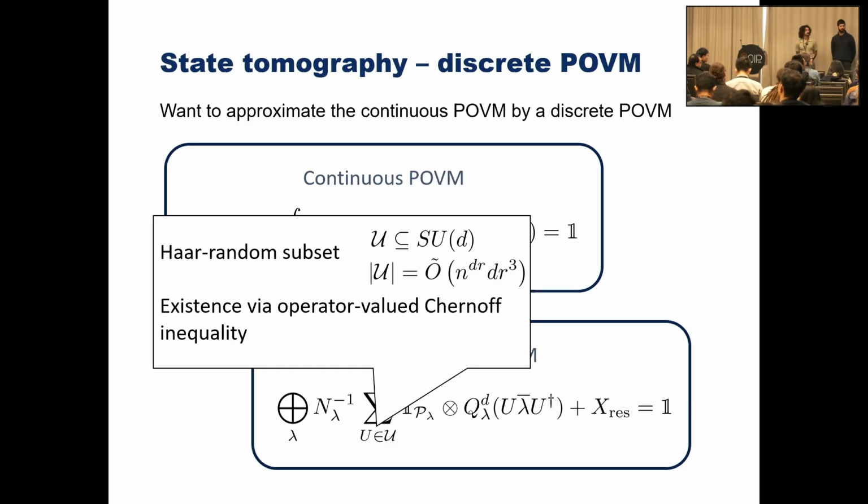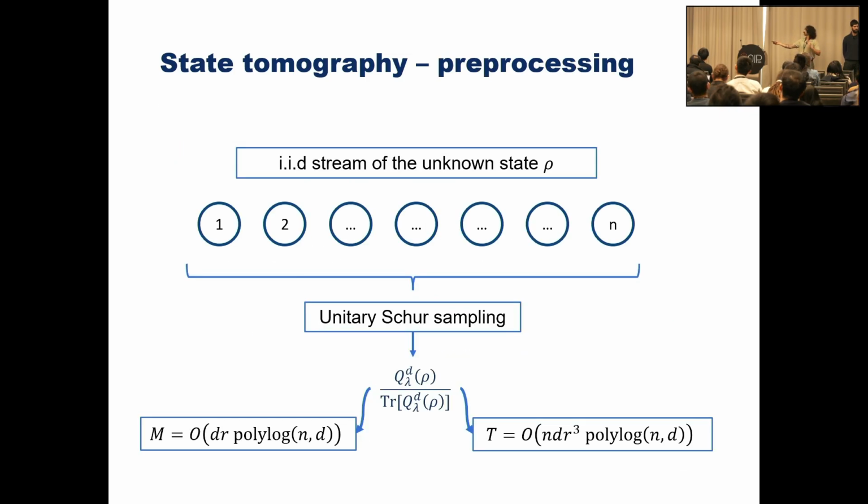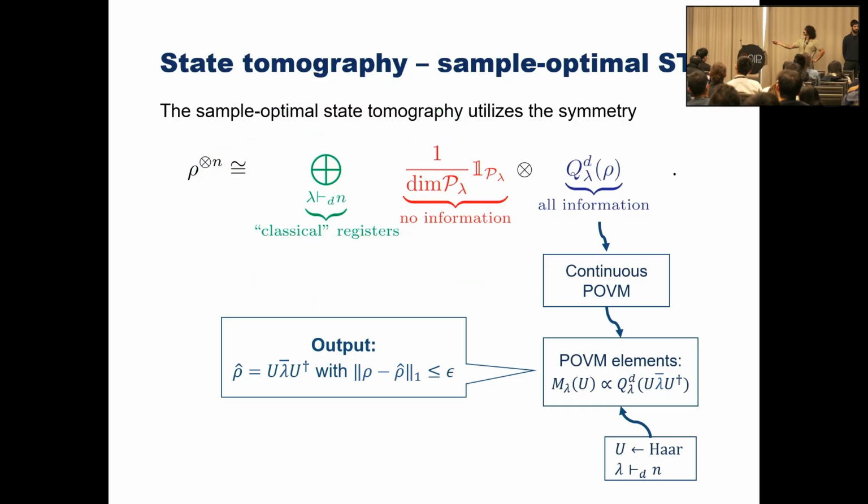Thank you for a very nice talk, and I have a question about your first part about the Schur sampling. The algorithm and the circuit you showed seem very similar to the swap test. So what's the difference between your circuit and the swap test?